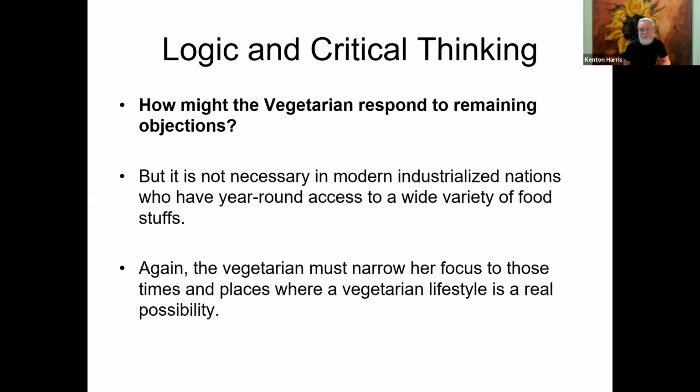Now, since then, she's learned to be much more circumspect in what she eats, and she looks marvelous and is doing very well and has had 2 children and is very active in Taekwondo and a professional dancer, et cetera. She is very healthy, but on a vegetarian diet. But it means varying your food, varying your diet. So the vegetarian must narrow her focus to those times and places where a vegetarian lifestyle is a real practical possibility, where you have year-round access to a variety of foodstuffs.